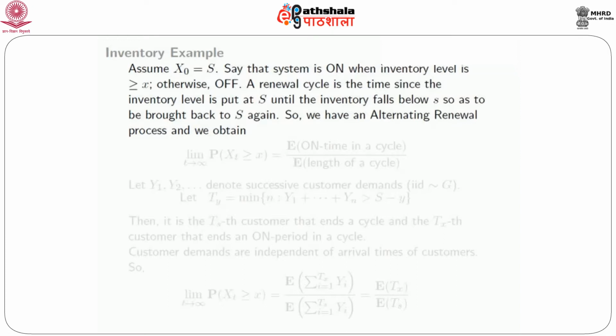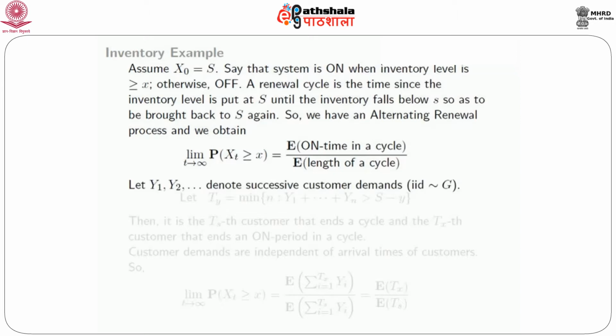By using the results from the alternating renewal process, the limit as t goes to infinity of the probability that X_t is greater than or equal to x would be the expected on time in a cycle divided by the expected length of a cycle. How do we find the expected on time in a cycle and the expected length of a cycle? For that, let Y_1, Y_2, etc. denote the successive customer demands, which are assumed to be IID with a common distribution G.